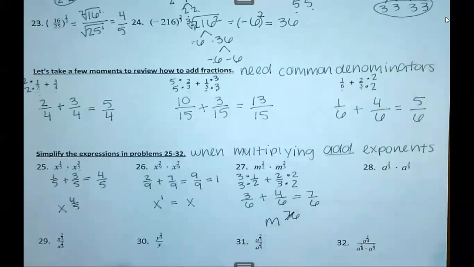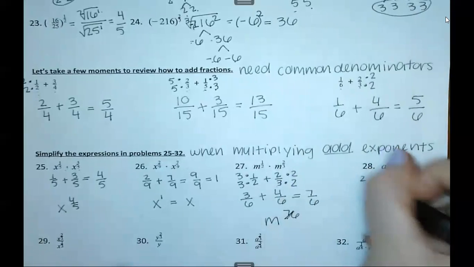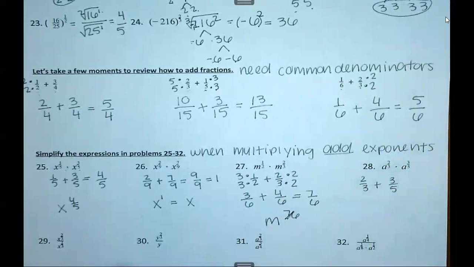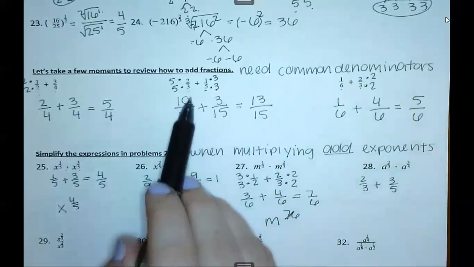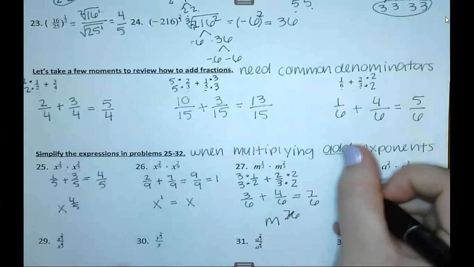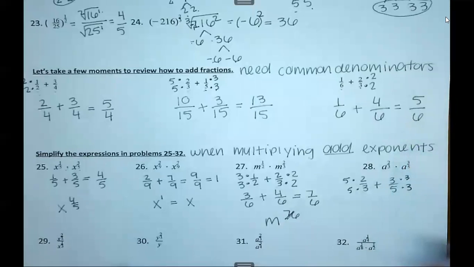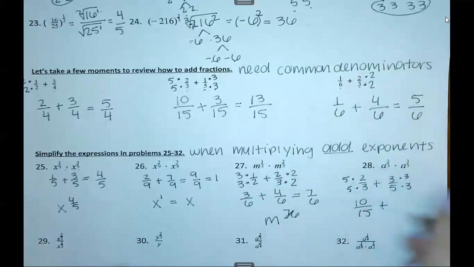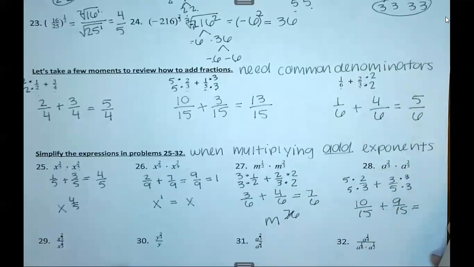Okay, number 28. Our fractions are 2/3 and 3/5. Nothing we can multiply 3 by to become 5, but just like on this example, we can turn them both into 15. So I multiply this one by 5 and this one by 3. So in the top, I have 5 times 2, which is 10 over 15, and 3 times 3, which is 9 over 15. We add that together, and we end up with 19 over 15. So my final answer would be A to the 19 over 15.